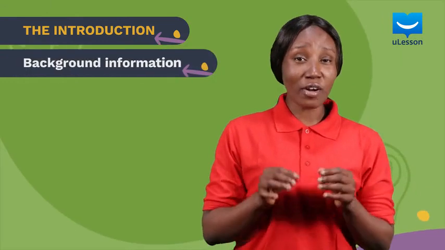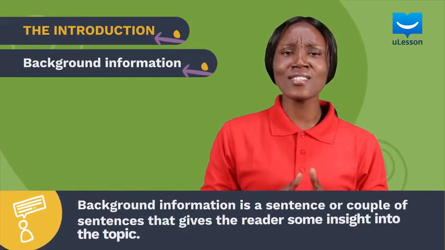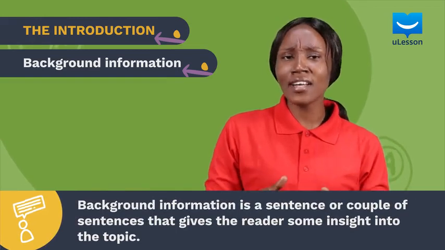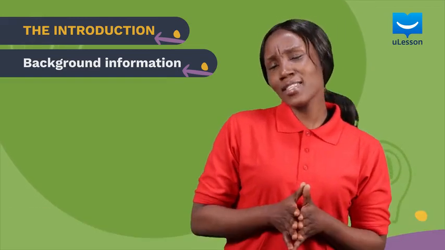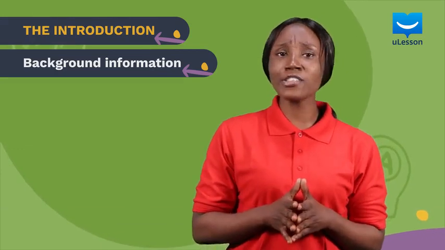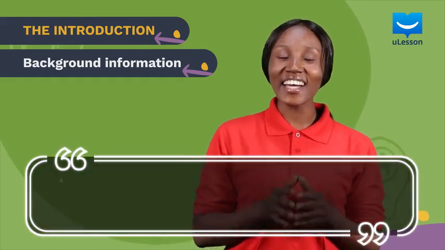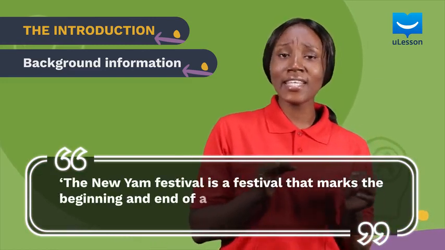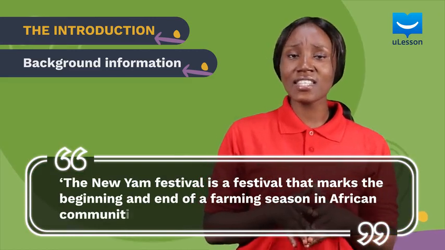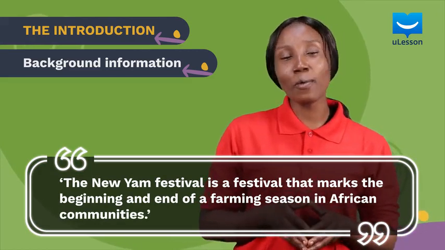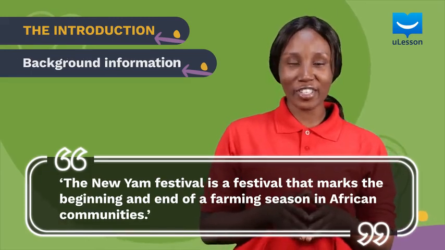Then, the background information is a sentence or a couple of sentences that give the reader some insight into the topic. Let's say you're writing about the New Yam Festival. A background information would be something like, the New Yam Festival is a festival that marks the beginning and end of a farming season in African communities. That is an example of a background information.